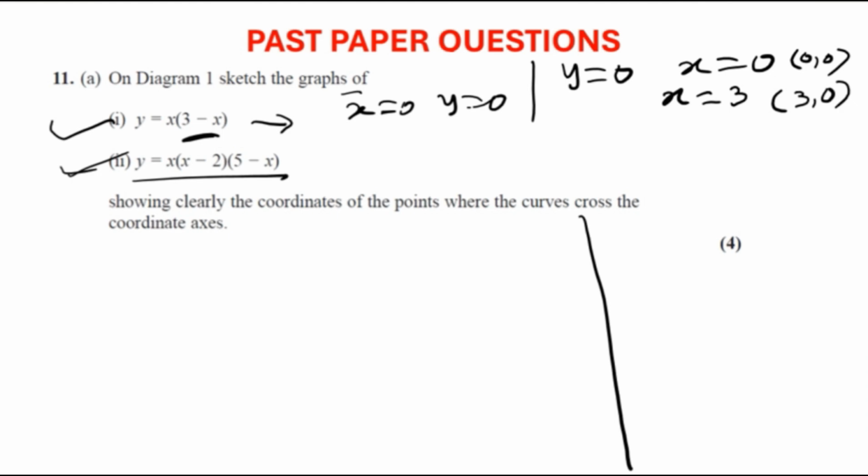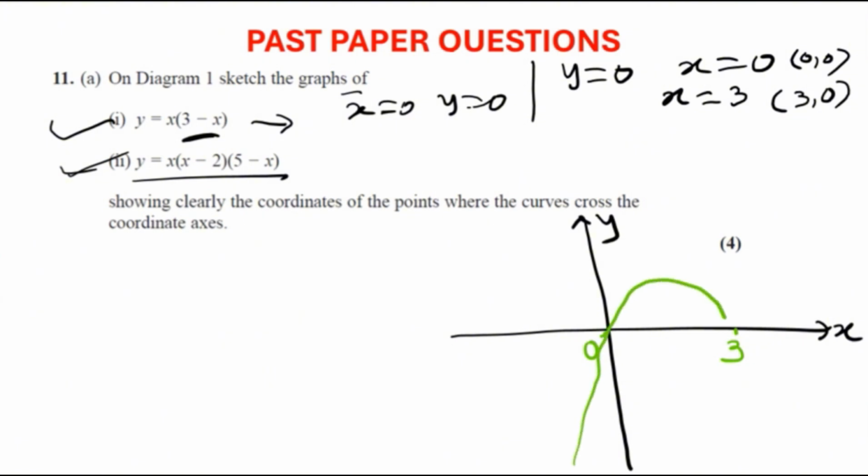So this is my x-axis and this is my y-axis. For the quadratic I need one point which is 0 and another point which is 3. And because the coefficient of x squared is negative, my graph looks like this, right? Okay, we are done with the first. Now look for the second one. Here, when y is equal to 0, x is equal to 0, x is equal to 2 and x is equal to 5.